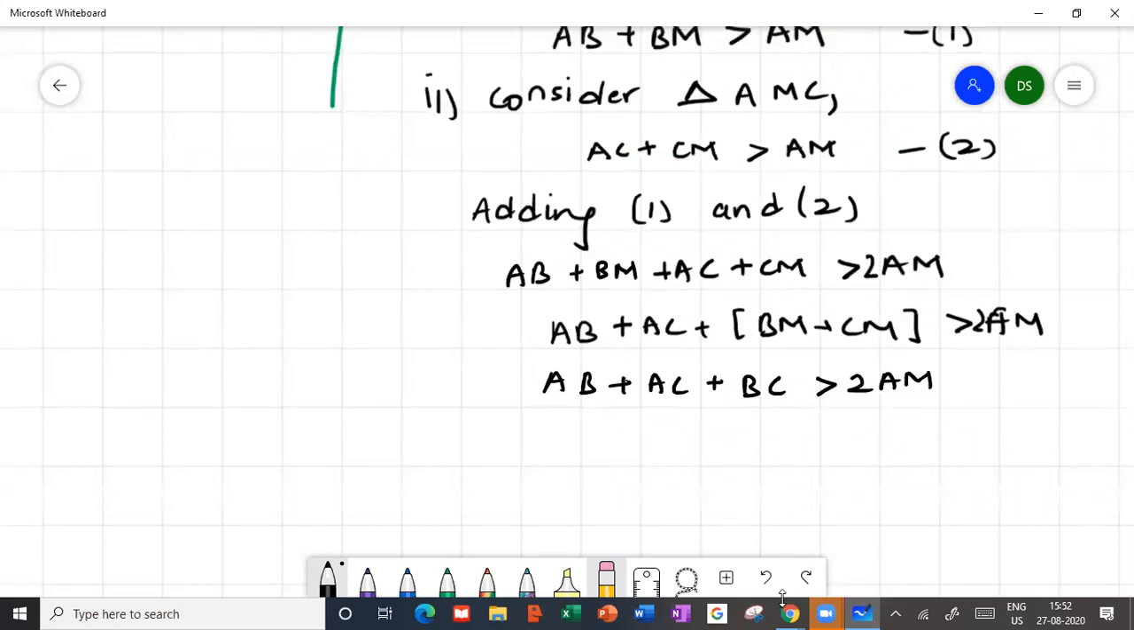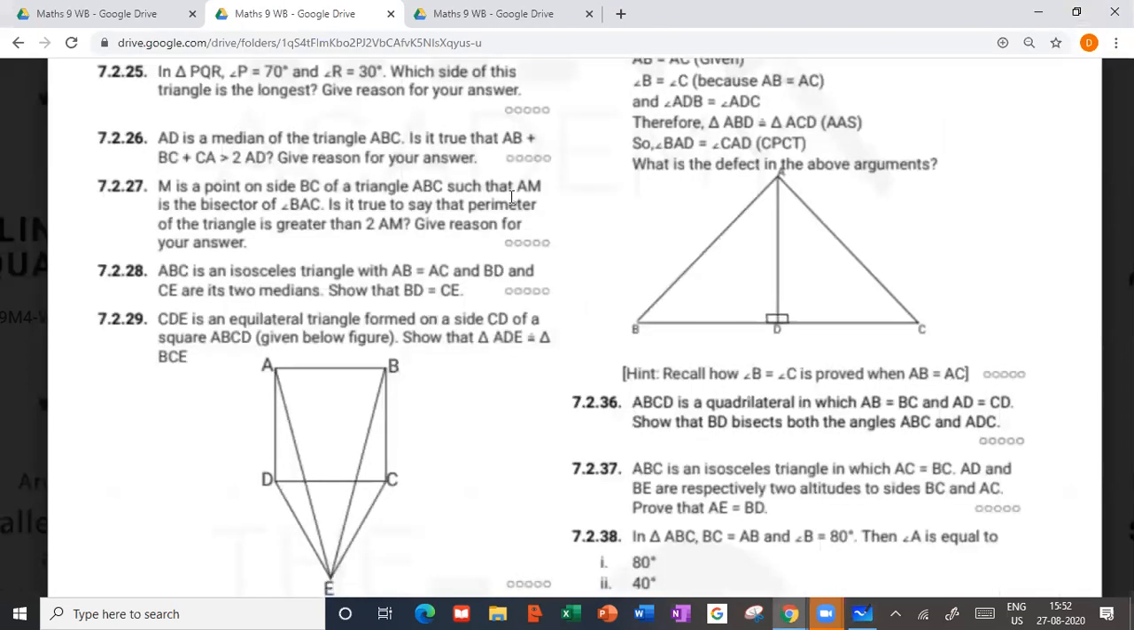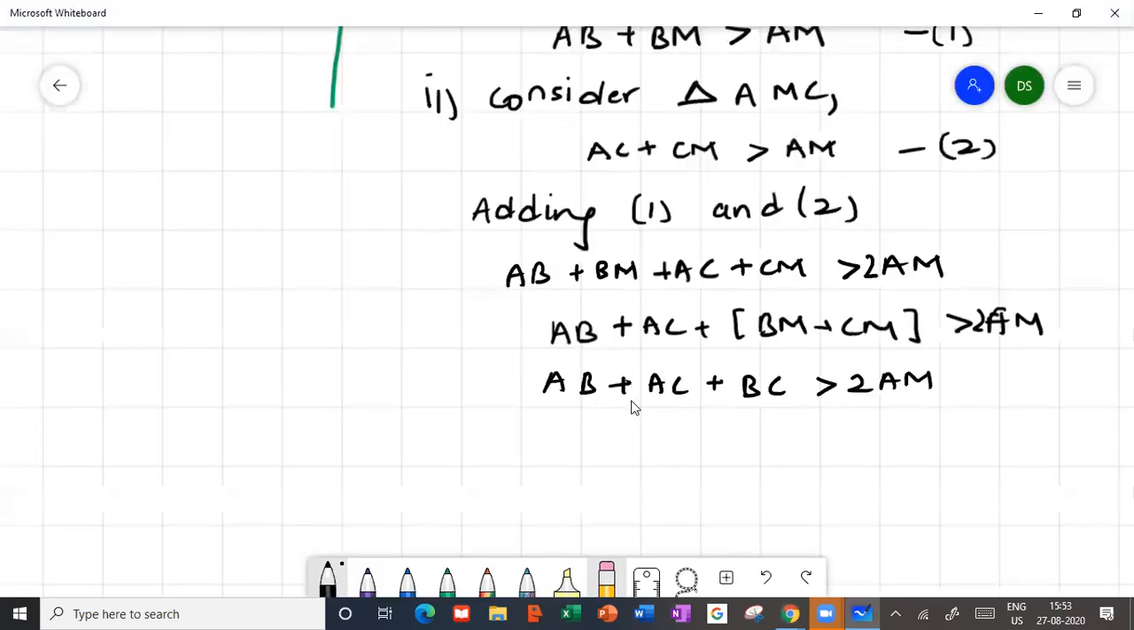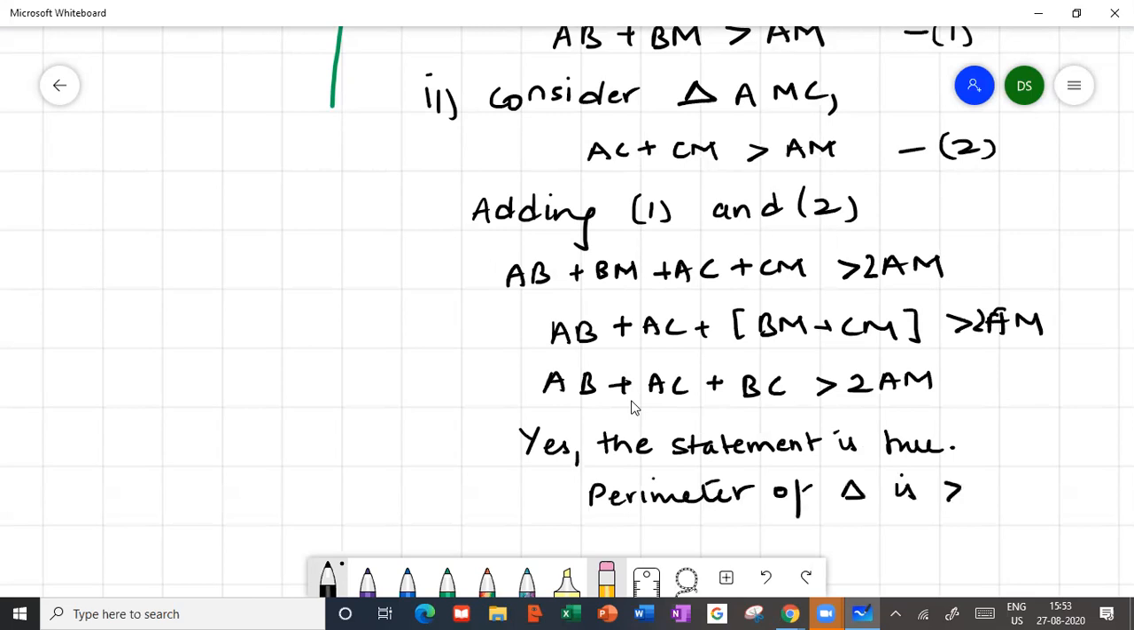So what is the question saying? Is it true to say that the perimeter of the triangle is greater than 2 AM? Is it true? Yes. The statement is true. Write that the perimeter of the triangle is greater than 2 AM. Got it? Does anybody want me to explain this question again?